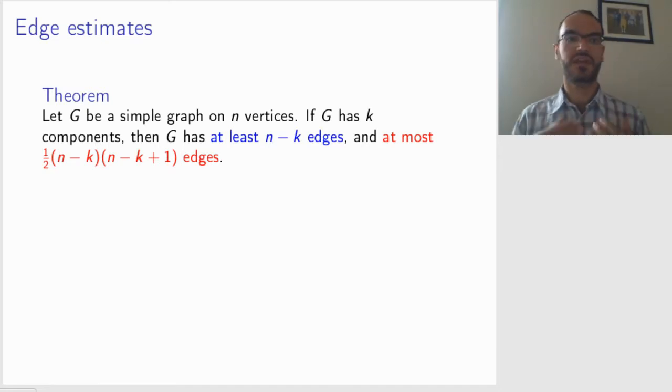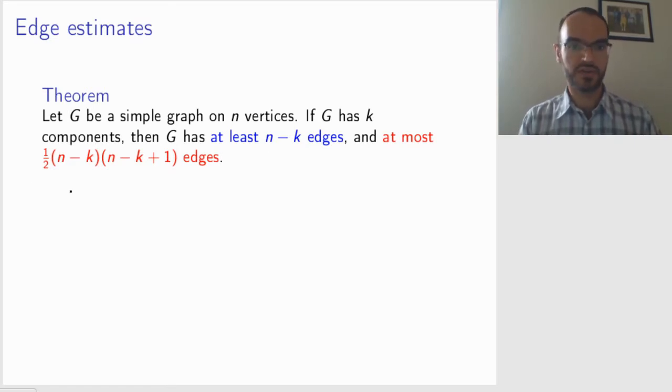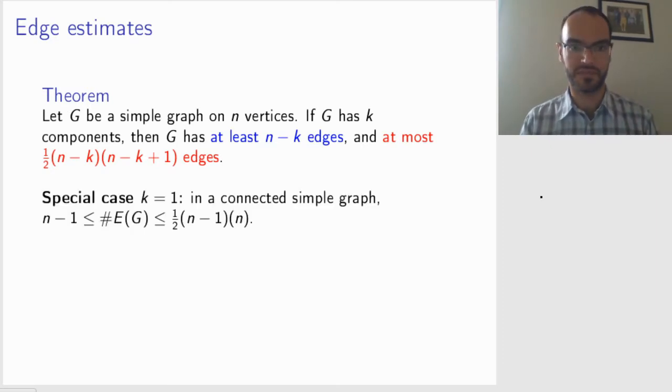Assume you have a simple graph that has n vertices, and you know that the graph has k connected components. Then the claim is that the number of edges is at least n minus k, and at most 1/2 times n minus k times n minus k plus 1. So how do we prove this? This is quite a complex statement. The proof will be slightly long, so bear with me.